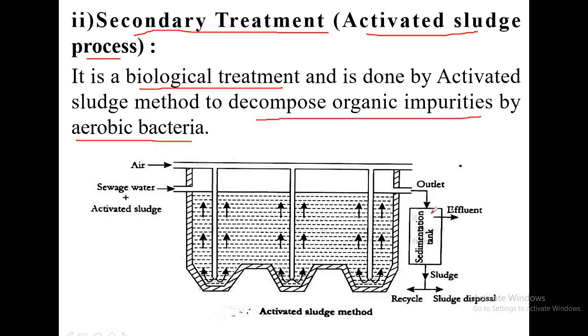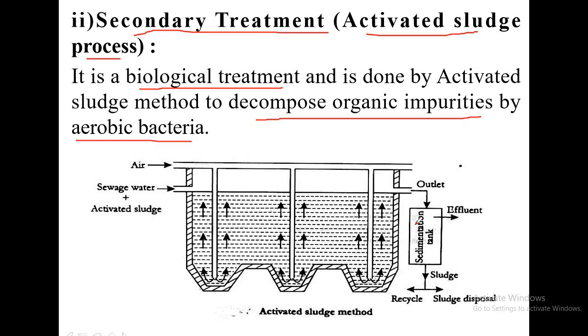In the sedimentation tank, the waste, the sludge, gets settled down. The upper portion of the water will be clearer, and that effluent is taken for tertiary treatment as it has a lower organic load. The BOD of this water is comparatively less.